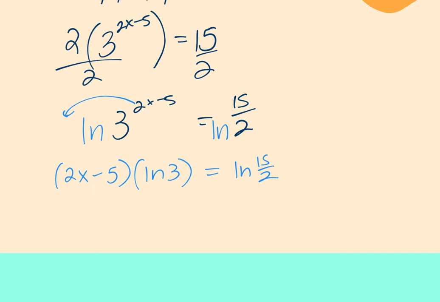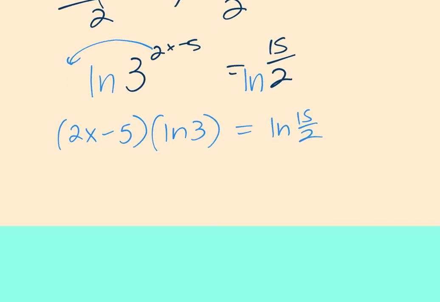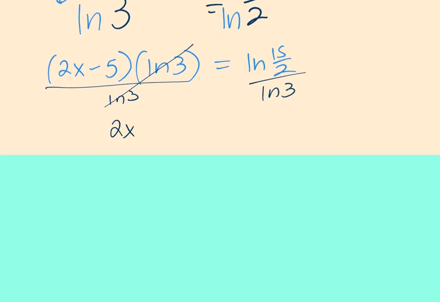Now what? You actually have 2 choices here. You can divide both sides by ln of 3, or you could distribute ln of 3. So let's say I divide by ln of 3. I'm going to keep this exact as long as I possibly can. So the right side of this equation is going to get messy until I type it in the calculator all the way at the end. But I don't want to start rounding as I go. So this is gone. Now I have 2x minus 5 equals ln of 15 over 2, over ln of 3. I could make it 7.5, or I keep it as 15 over 2.